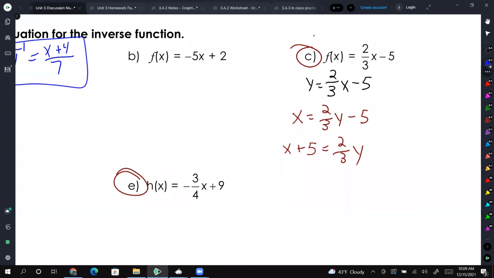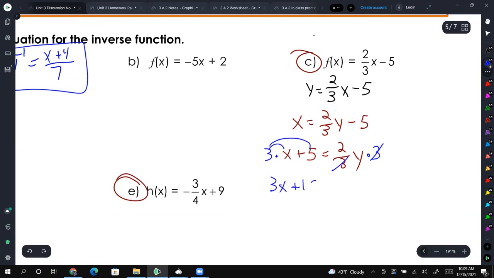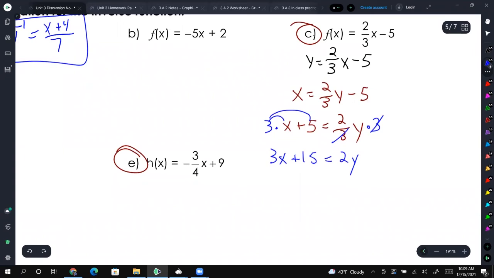Now, some of you would multiply by the reciprocal, and I would agree in most instances, I would multiply by the reciprocal or multiply by 3/2 on both sides. But because I have multiple things on the left where that x plus 5 is, I'm just going to multiply by 3 first. These will cancel. And then I had to multiply both of these by 3. So 3x plus 15 equals 2y. And then I'm going to divide everything by 2.